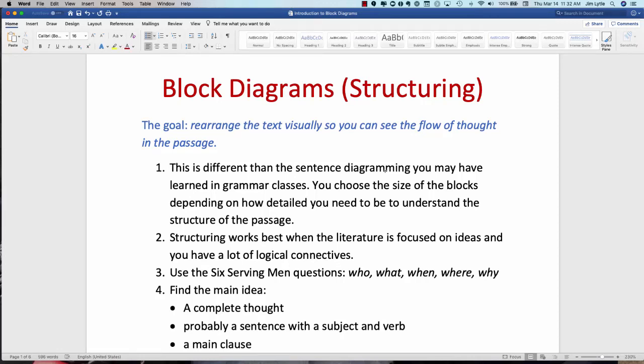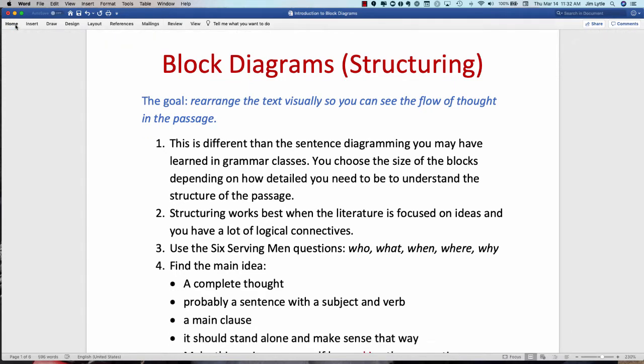Hi there. This is lecture number 1 on how to do block diagrams or structuring. You see several different names for it when you look around. A block diagram, when you put that together, your goal is to rearrange the text visually so you can see the flow of the thought, the flow of the ideas in a passage. With a program like Microsoft Word, it makes it really easy to do, and you can do a lot better interpretation.